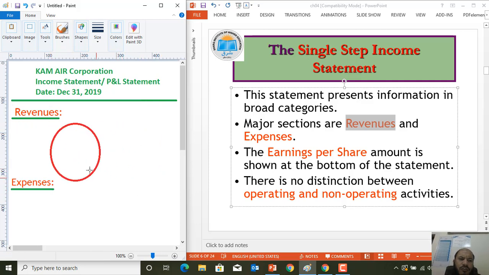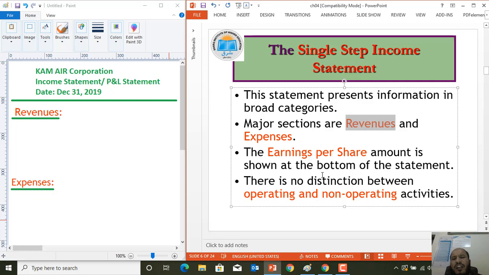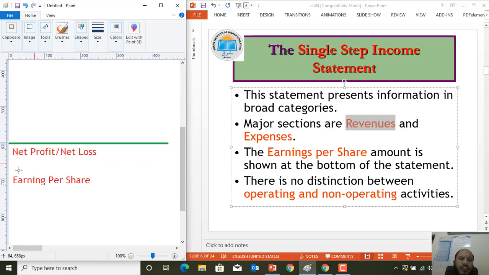Here we will write down all the accounts of revenue, all those accounts which have a relationship with revenue, we will write down over here. And here we will write down all those accounts which have a relationship with the business expenses. And finally we will add the earning per share. I mean, we will have the earning per share account. So here we have the earning per share, and this is in two steps.